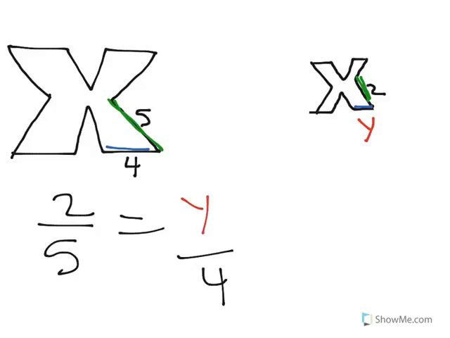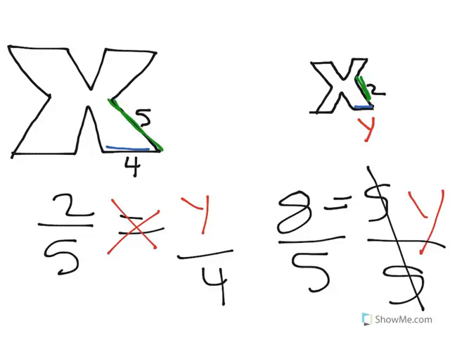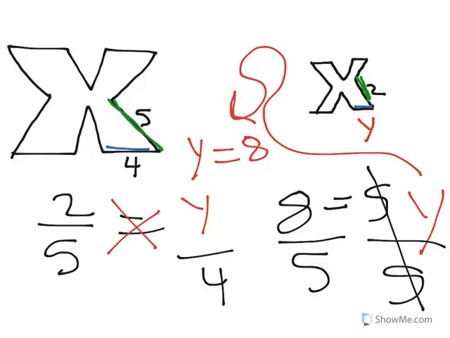Now there are multiple ways that you could set this up. You could switch the 5 and the 2 and the 4 and the y, and there's all sorts of ways to set up proportions as long as they are equal to each other. Then it'll work. So here we cross multiply, and we get 8 equals 5y. Then we divide both sides by 5, and we get that y equals 8 over 5.